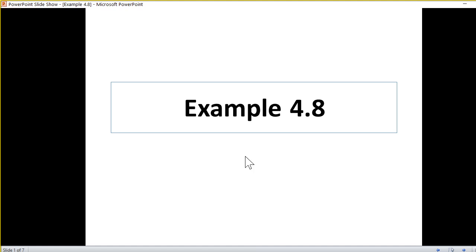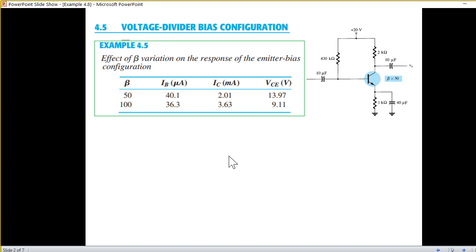Bismillahirrahmanirrahim. In this video, we'll be discussing example 4.8 from EDC's book by Mr. Boylestad. And the topic is the voltage divider bias configuration. Now, earlier we have done what is called the emitter bias configuration.